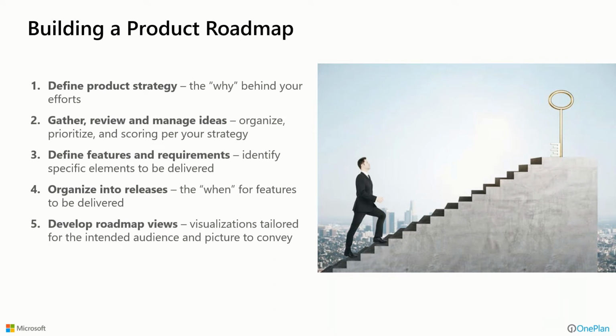Now, to build that roadmap to get to your ultimate objectives for the products, it really has to start with a product strategy, which is the why behind your efforts. What is it that we want to accomplish and why? What is the reason for the business doing this in the first place? And then you must gather, review, and manage ideas. We talked about the inputs to this can come from a variety of sources, but then you have to organize these, vet them, prioritize them, possibly score them per your strategy and see how relevant they are to where you want to go, and then make the selections of what you're going to actually invest in based upon that analysis.